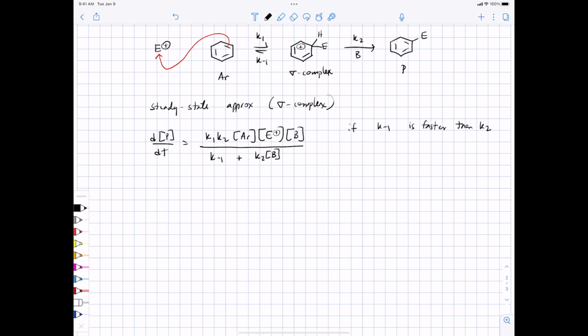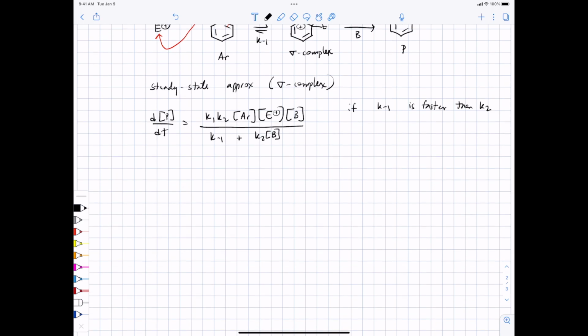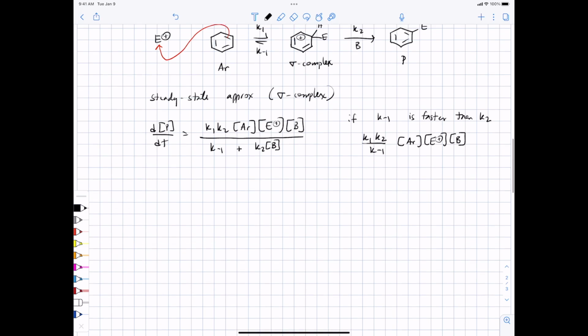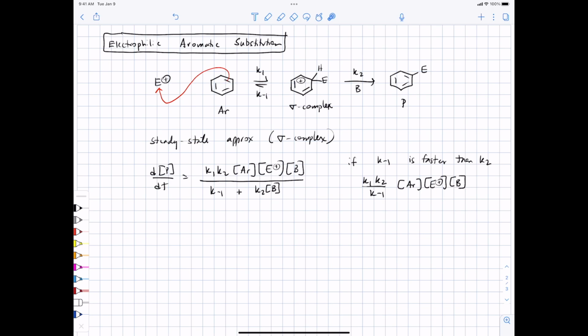faster than K2, then you're in a situation where the rate law would look like K1 K2 divided by K-1 times the arene, the electrophile, and the base. Then you would see some dependence upon the base. But as you were taught in introductory OChem, we often don't care about what the base is, and it often doesn't need to be present, or rather you don't need a very strong base. The counter ion of your electrophile will do, because you restore aromaticity and go downhill.